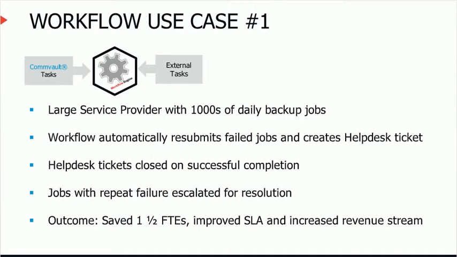The workflow lists any failed jobs for a specific period and automatically resubmits them. It then automatically creates a ticket in the help desk system of the service provider by issuing an SNMP trap. Any job that fails for a second time is flagged in the ticketing system for further escalation and investigation. Successful jobs that were resubmitted automatically have their tickets closed. This is a great example of automating both internal CommCell tasks with third-party tasks. The service provider was able to save 1.5 full-time employees, improve their SLA rate, and increase their revenue stream.